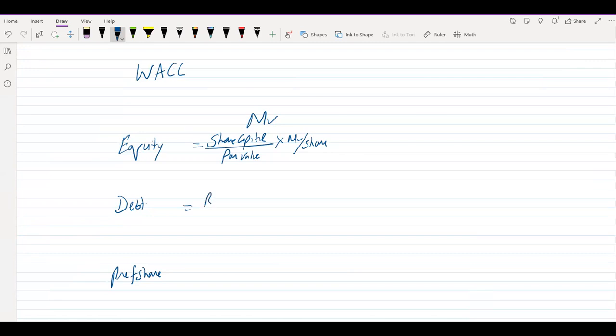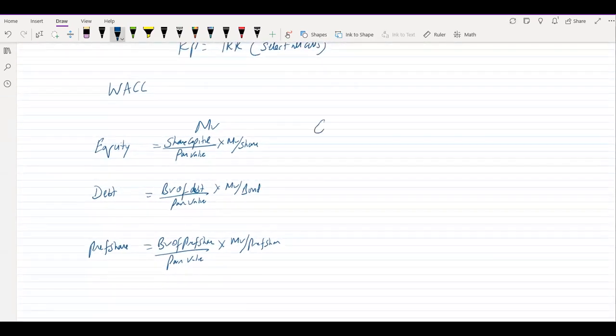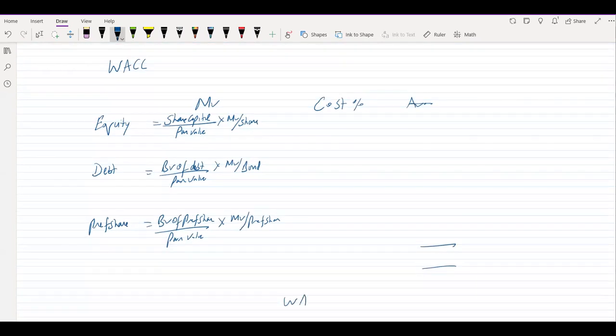Debt: book value of debt divided by par value, into market value per bond. Preference share: book value of preference share divided by par value, into market value per preference share. So calculate the market values. Write the cost and then multiply, calculate the total and divide back to get the average value.